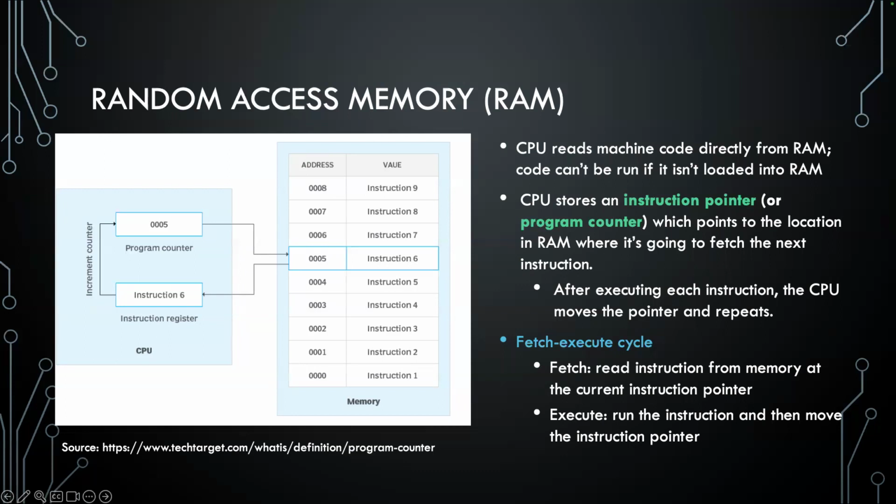So basically, we have a program counter, and that's going to keep track of which program is running. We have our instruction register, which is going to hold the locations of where that instruction actually lives, and that's going to keep looping through. This is called a fetch-execute cycle. When you fetch, you're going to read the instruction from memory at the place where the current instruction pointer is telling you to read it from. And then you're going to execute, run that instruction, and then move to the next instruction pointer.